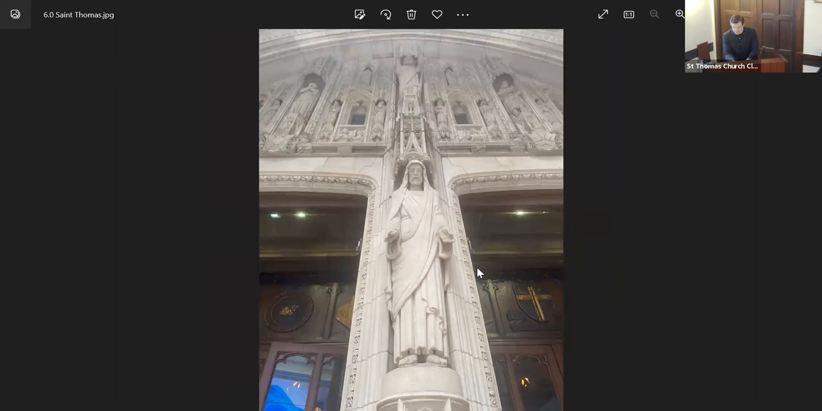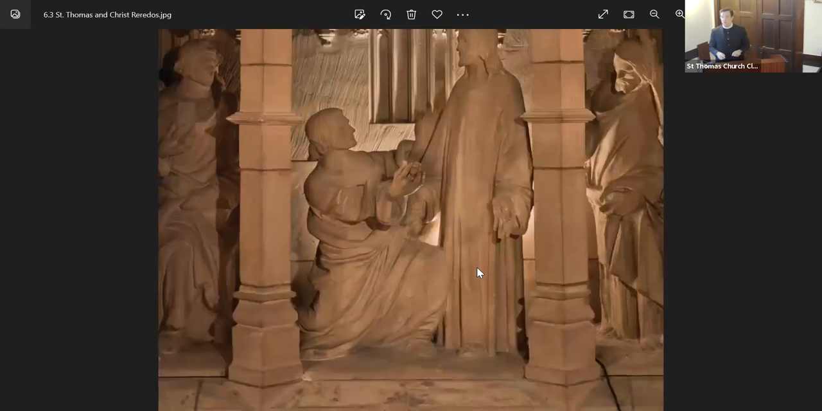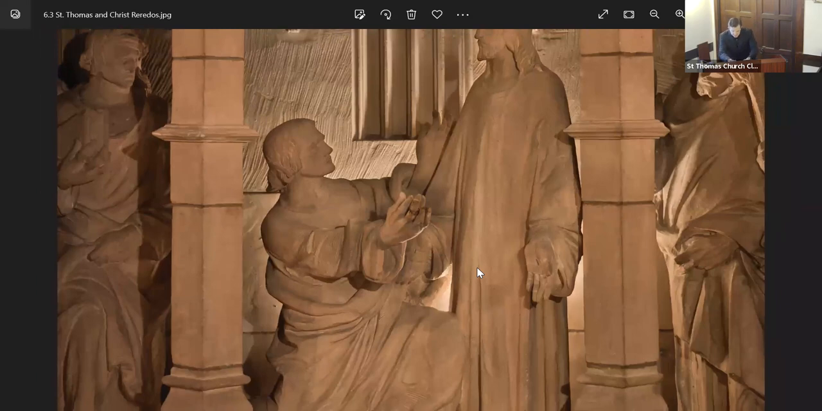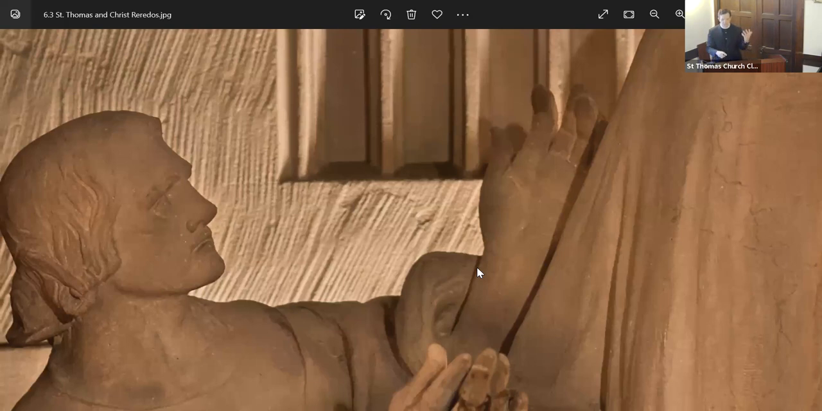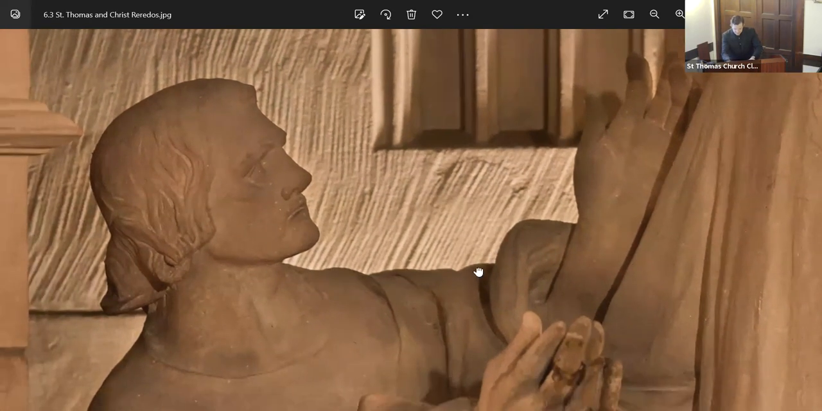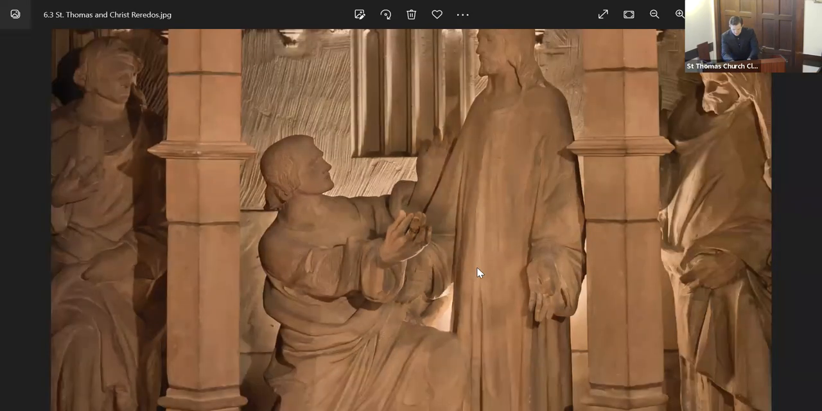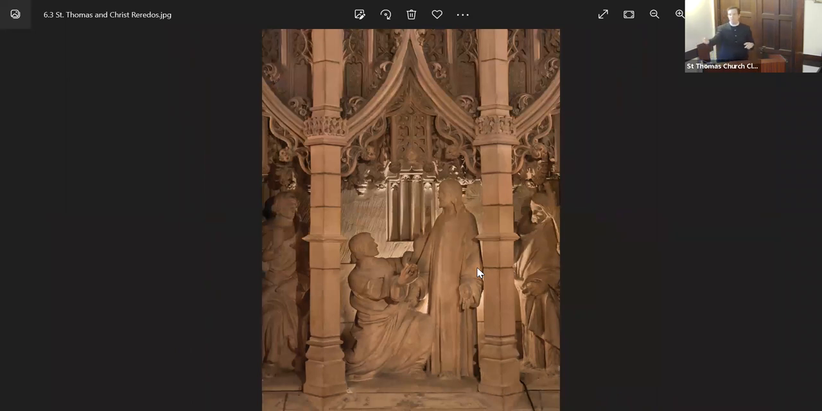What moment is that? That moment is portrayed here in the very center of our reredos. St. Thomas, in this case, is lifting up. Look at where his hand is next to Christ. See that? Look how lively that hand is. It's not just a simple hand. It's very articulate. And he's looking up at Christ and holding out his hand to us, the people. It's one of the most extended parts of the reredos.